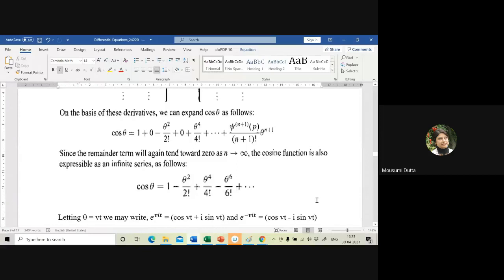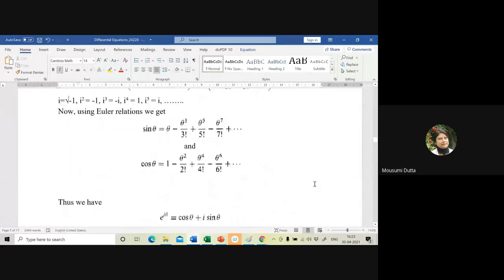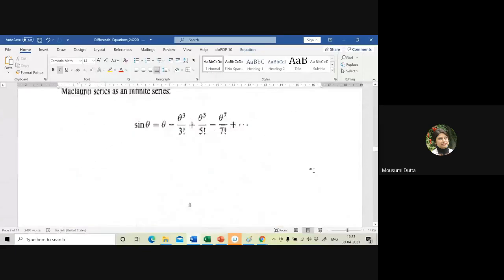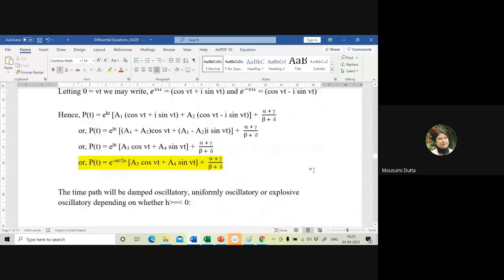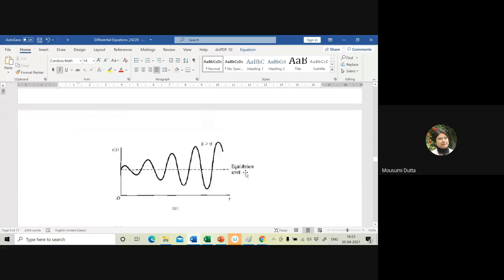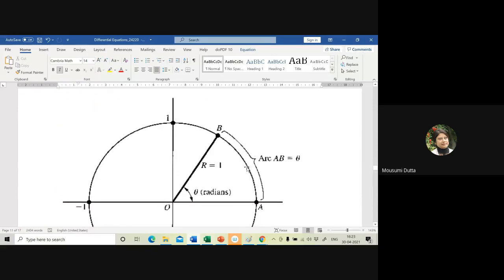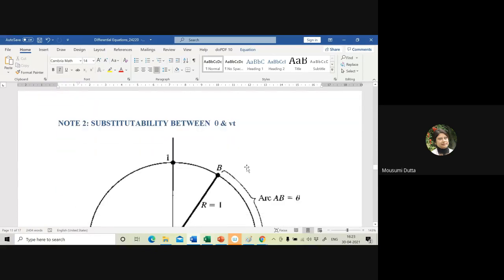Okay, so if you understand all these things, already we discussed the time path can be presented in this way, etc. This part is understandable, I hope. And next, the circular function part. Note 2.